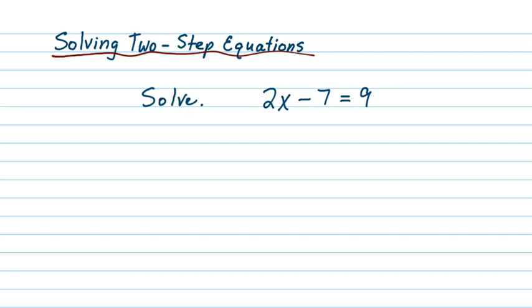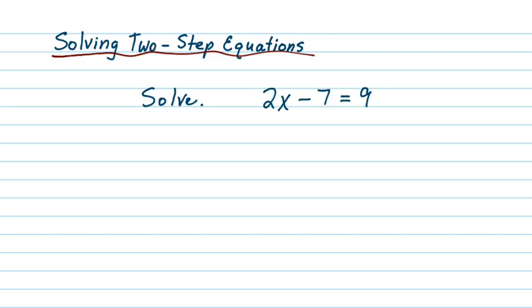Now, the first thing I want to point out is, can you see why this is a two-step equation, or why I call it that? Notice I'm going to have to get x by itself, that's my goal. I'm going to have to divide by 2, and I'm going to have to add 7. So the question is, which one do you do first?